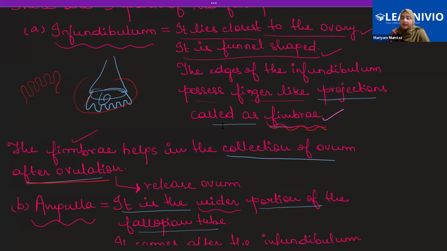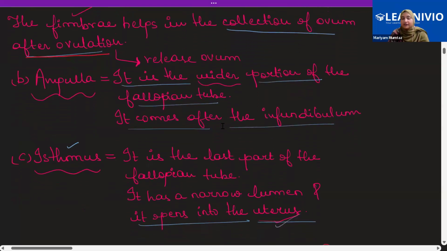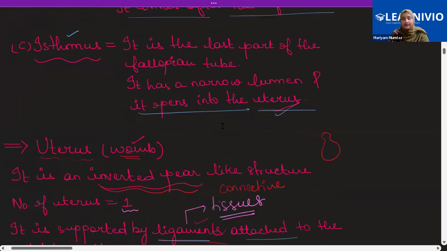From the infundibulum comes the next part, that is the ampulla. It is wider as compared to the infundibulum. It comes after the infundibulum. And the last part of the fallopian tube is called the isthmus. It is narrow and it directly connects with the uterus.